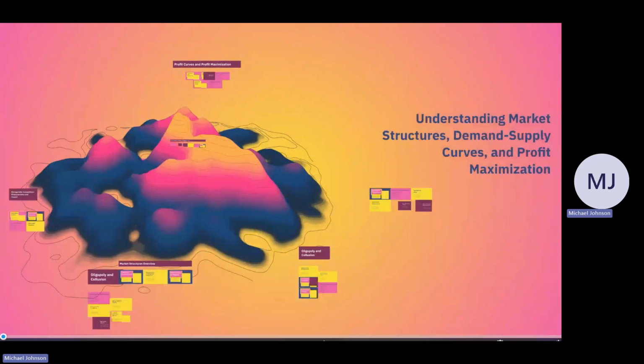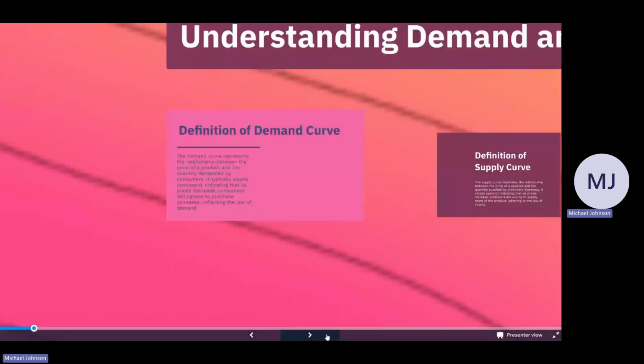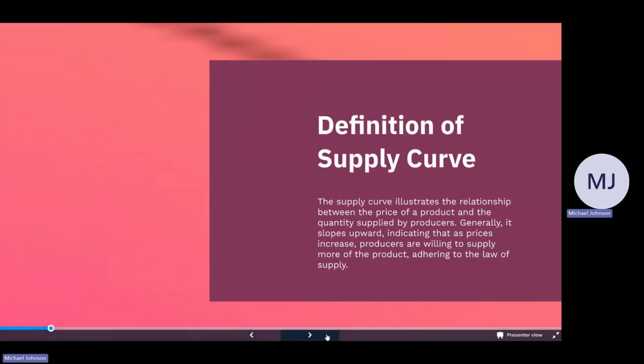Curves and profit maximization. Definition of demand curve. The demand curve represents the relationship between the price of a product and the quantity demanded by consumers. It typically slopes downward, indicating that as prices decrease, consumers' willingness to purchase increases, reflecting the law of demand.